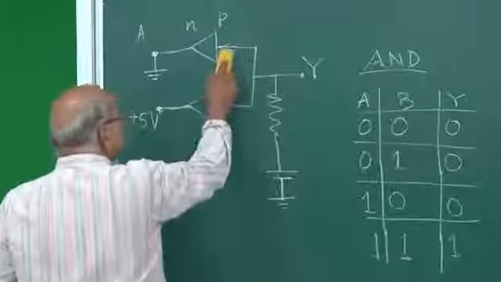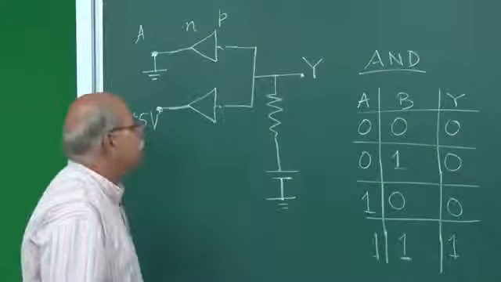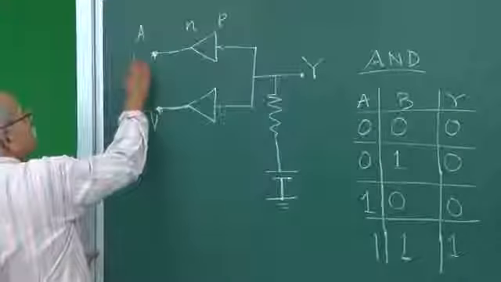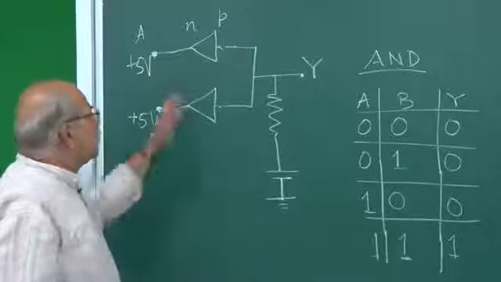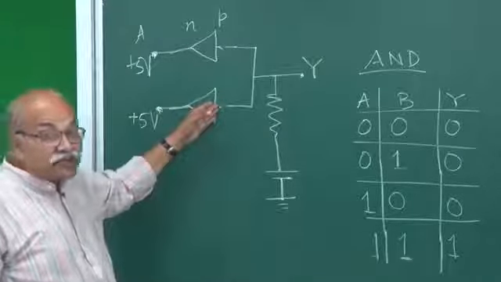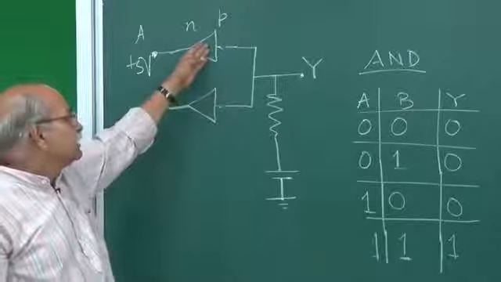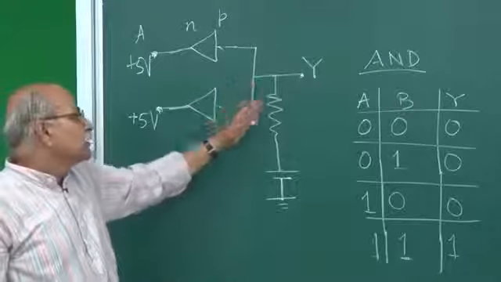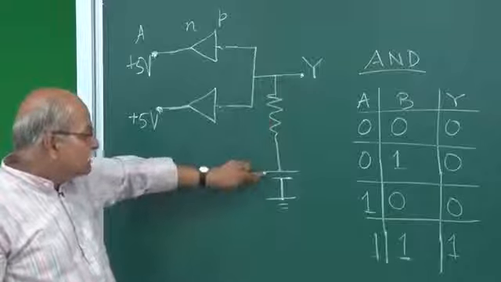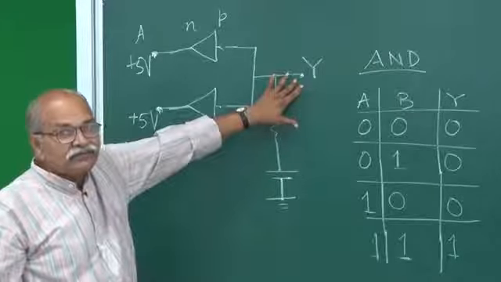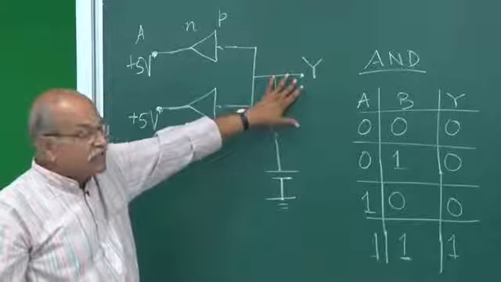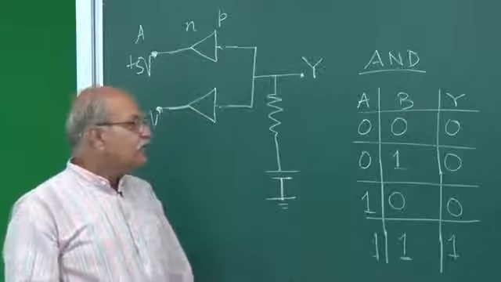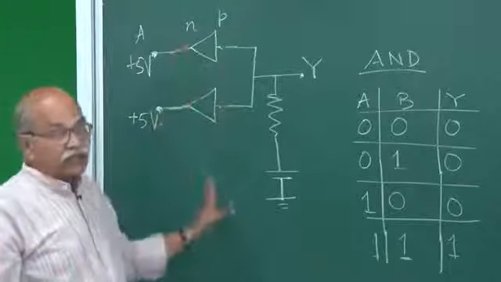What happens if A is 1 and B is 1? This one, A is 1 and B is 1. So I am giving 5 volt to A and 5 volt to B. Now both the diodes are reversed bias, no current going from here, no current going from here, and therefore no current going from here, Kirchhoff's junction rule, no current going from here. So whatever is this voltage, that same will be this voltage, and therefore this will be high, and hence you have 1, 1 and 1. So this is how this AND can be implemented using these diodes.